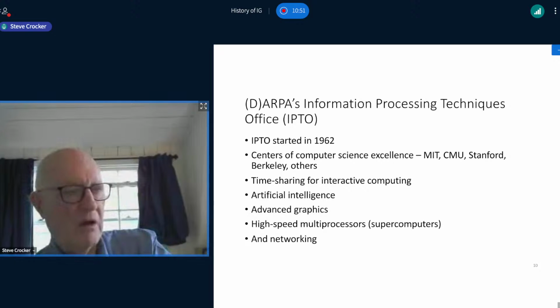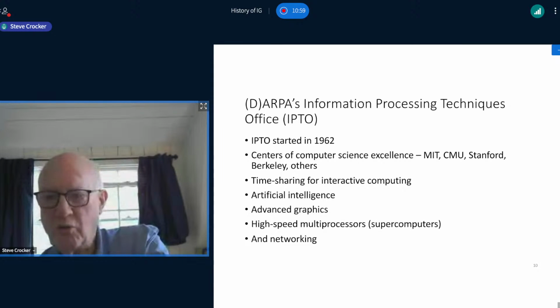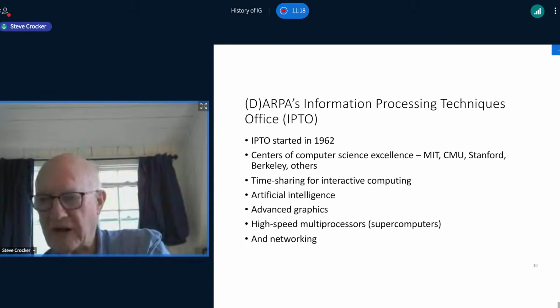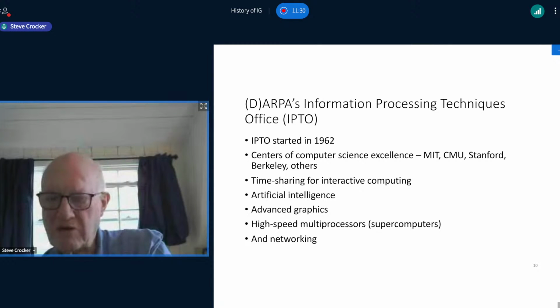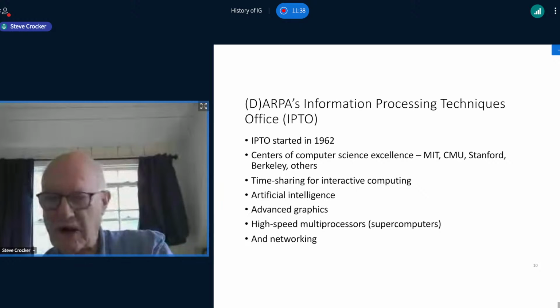Within the agency, there were a handful of separate offices, each focused on different technologies. The Information Processing Techniques Office wasn't one of the original parts of ARPA, but after ARPA had been started for a few years, this office was created to focus on long-term research related to computer science. And the strategy was to invest heavily in a handful of centers of excellence, MIT, Carnegie Mellon University, Stanford University, Berkeley, and some others, including even non-university places, and to really push the envelope with respect to supporting man-machine interaction in a variety of different ways. Time sharing, as I mentioned, AI, advanced graphics, new architectures, and then not incidentally, various attempts at trying to connect computers together. Next slide.